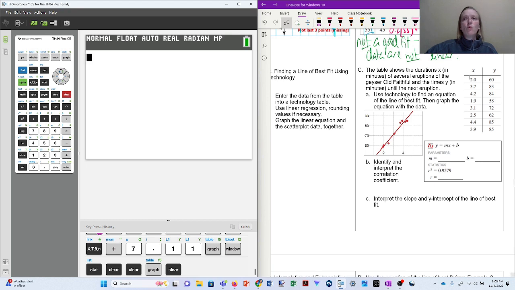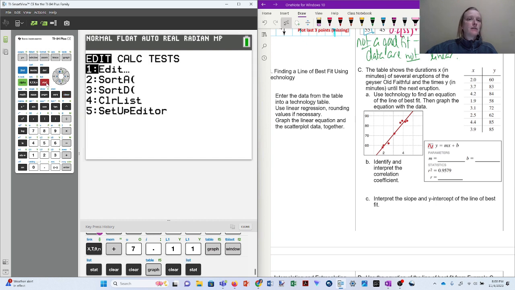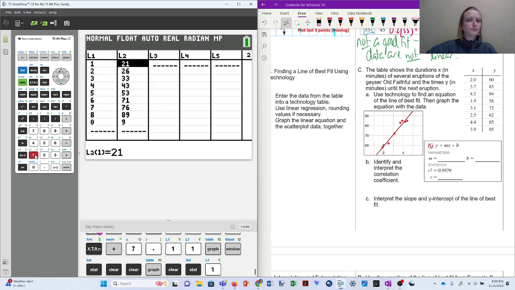And if you want to plot a scatter plot, then you need to enter buttons in the statistics function. So I click this stat button and I get a variety of information here. And I'm going to choose the edit function. So I'm going to click 1.